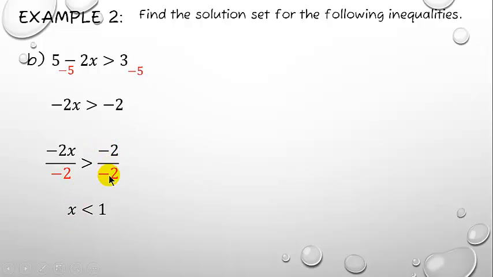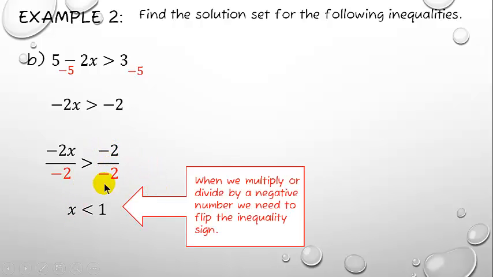And minus 2 divided by minus 2 is 1. Now you'll notice that I've flipped the sign there. The reason we've done that is because we have divided by a negative number, so we need to flip that sign. At the end of the video I'll go into that in more depth so you can understand why we do flip it.